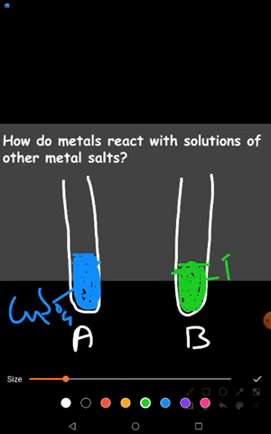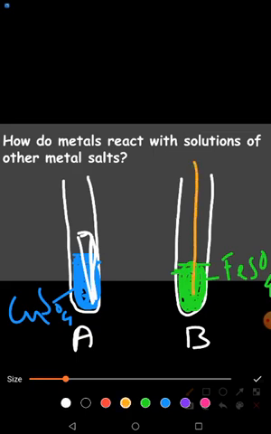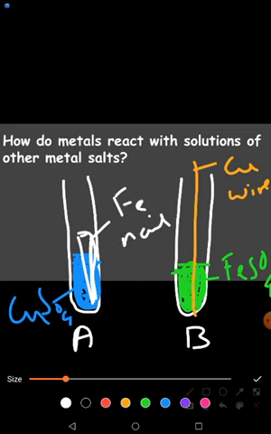And here we are taking ferrous sulfate. Okay, in test tube A we have to put an iron nail. In test tube B, that is ferrous sulfate solution, you have to dip a copper wire. So this is your copper wire. Here you have the iron nail. You have to leave it undisturbed for some time.